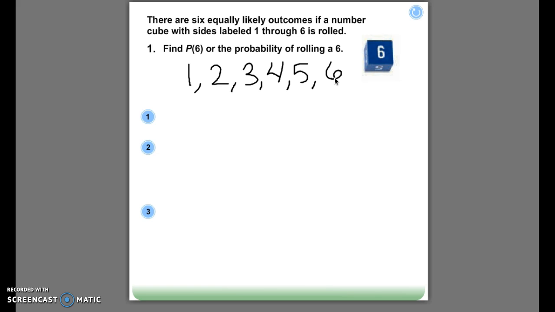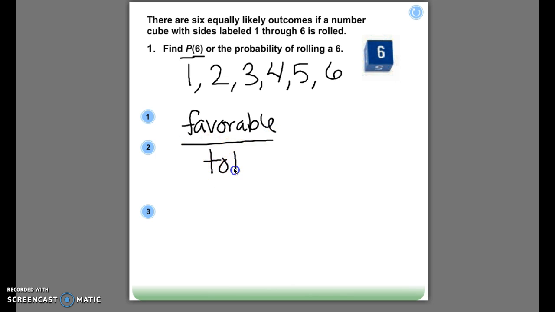So if I asked you, what's the probability that I roll a 12 with 1 dice? That's impossible. I don't even have that outcome. So the probability of me rolling a 12 with 1 dice is 0. Not going to happen. Okay? We actually want to find the probability of rolling a 6, because it says the probability of 6.